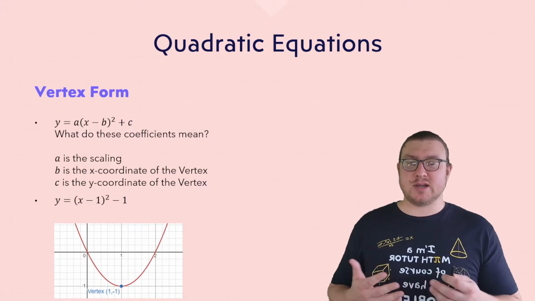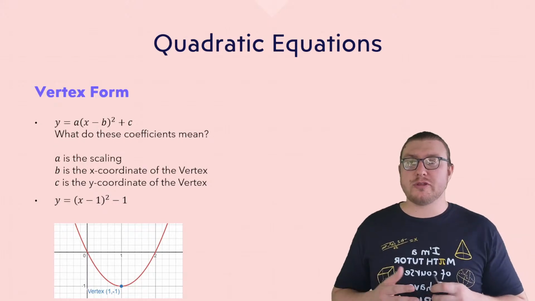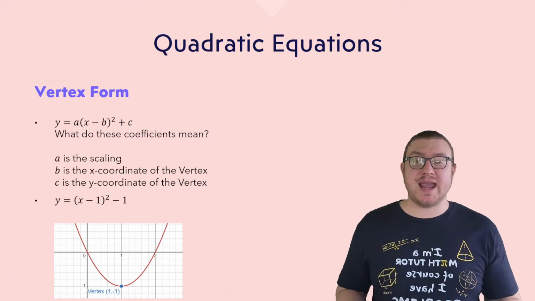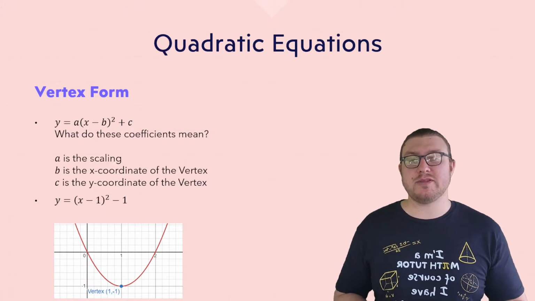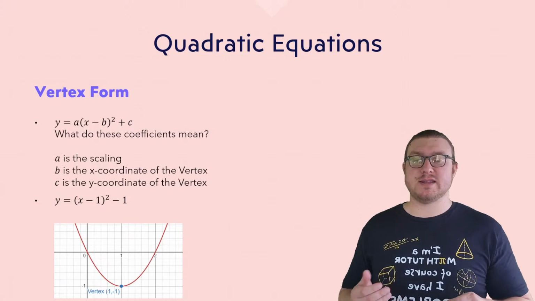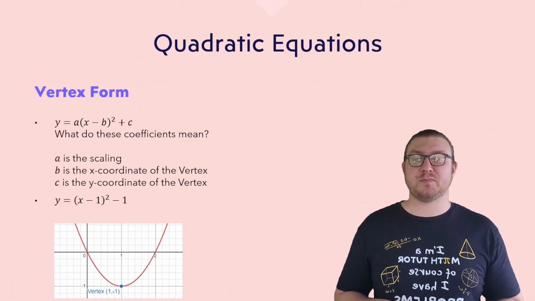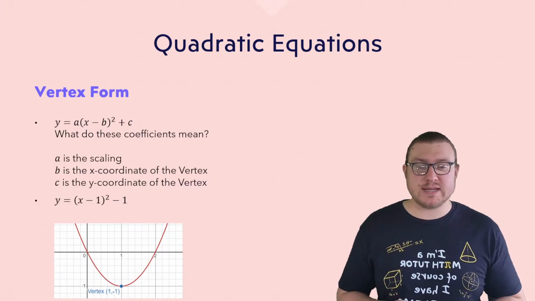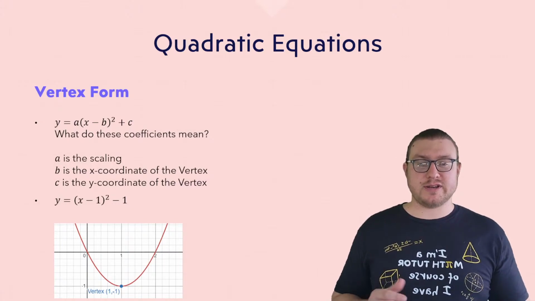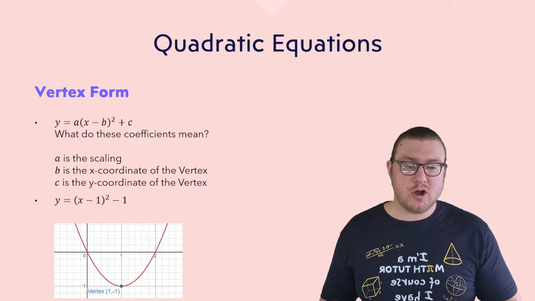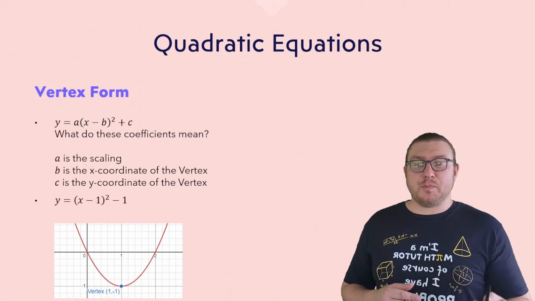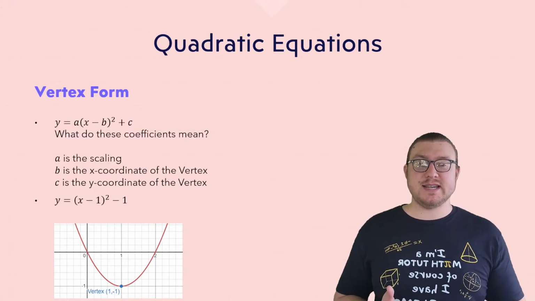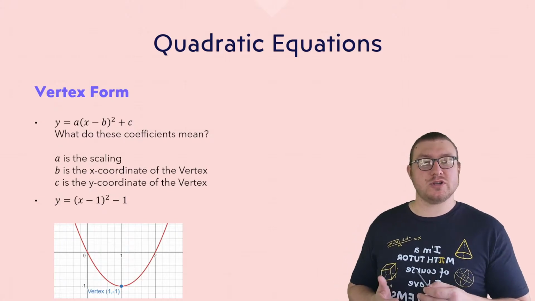Well, again, a is our scaling. This is something you can learn for all the three forms. That holds true for all. But again, b and c mean something different. And the reason why this is called the vertex form is because now the b and the c are the respective coordinates of this vertex. So we can have a look at the bottom. We can see that the vertex of the quadratic equation I'm giving you is 1, negative 1. B in this case is the x coordinate of the vertex, so 1. And c is the y coordinate of the vertex, which is negative 1.